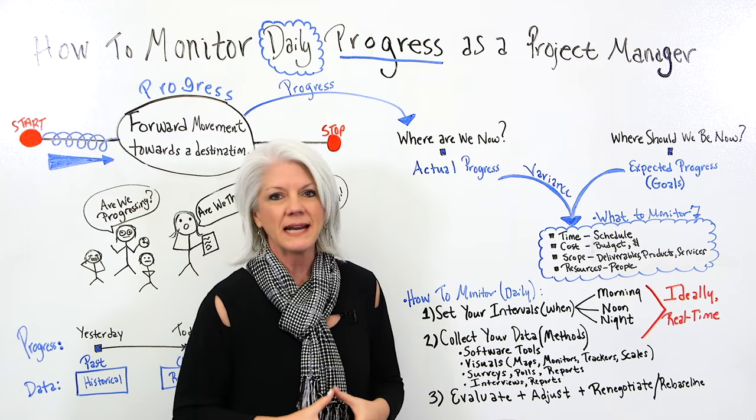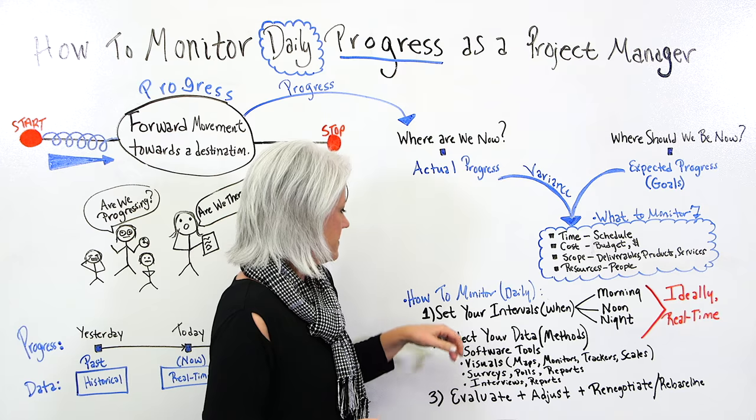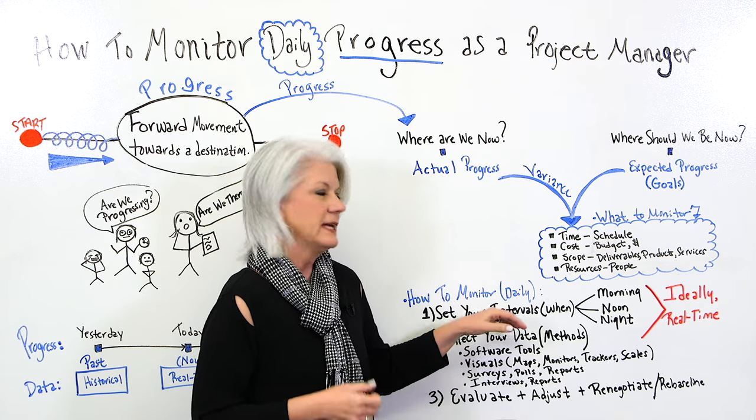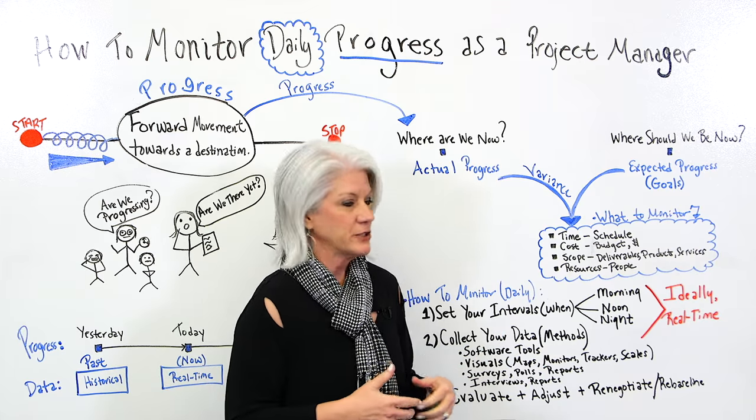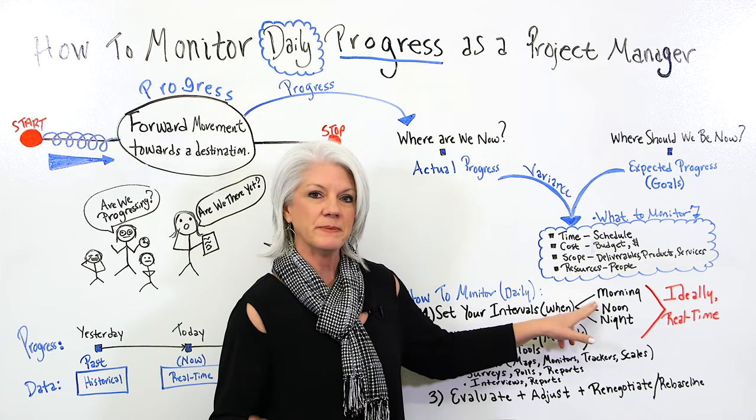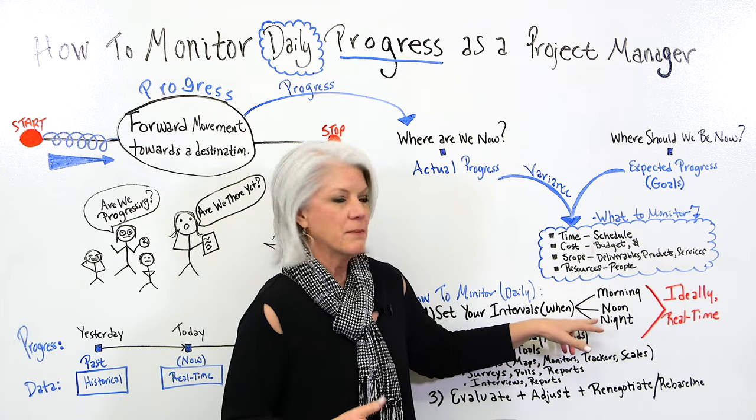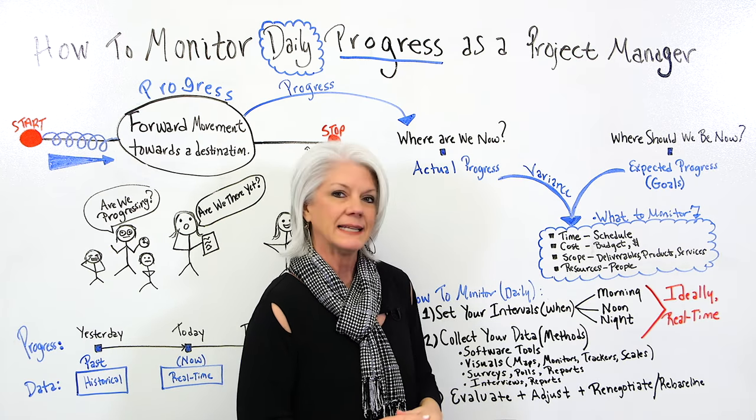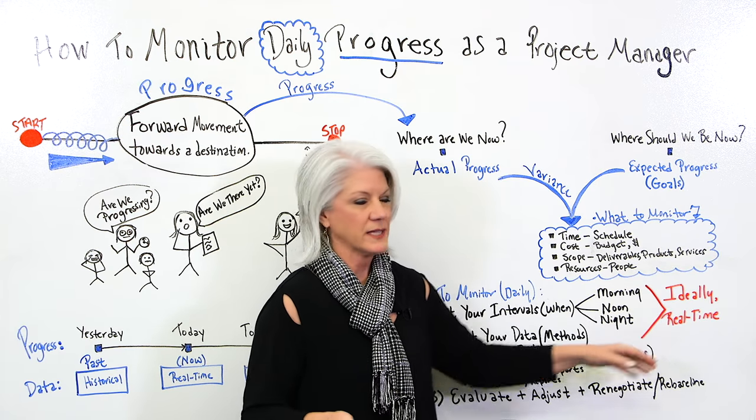So let's look at how we monitor, and specifically, we want to look at daily. First of all, you set your intervals of when you want to monitor. For instance, if you're monitoring daily, you may want to look at specific reports or projections in the morning, maybe at noon, or even at night. And ideally, on a project, you're looking at things real time.